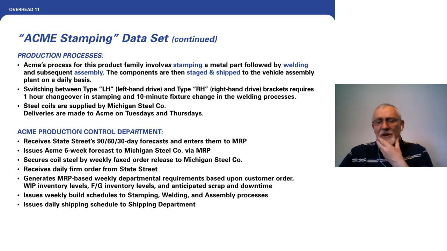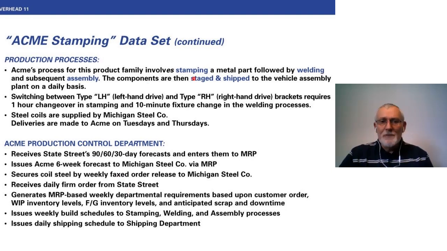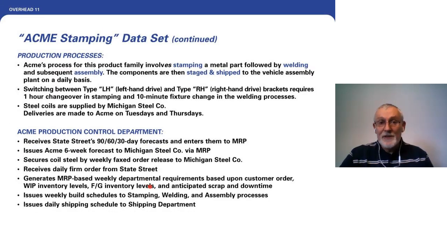Capture some information here now in terms of how the information flows and some of the processes that are involved in manufacturing. And so here we have Acme's processes telling us they've got a stamping operation, then a welding, an assembly, and then stage is shipped out to the customer. We're making lefts and rights and have to switch between them. And here's some information then in terms of how we receive our forecasts, how we send out information to our suppliers, and how the production floor is scheduled. Again, the point here is that this information is relatively easy to capture.